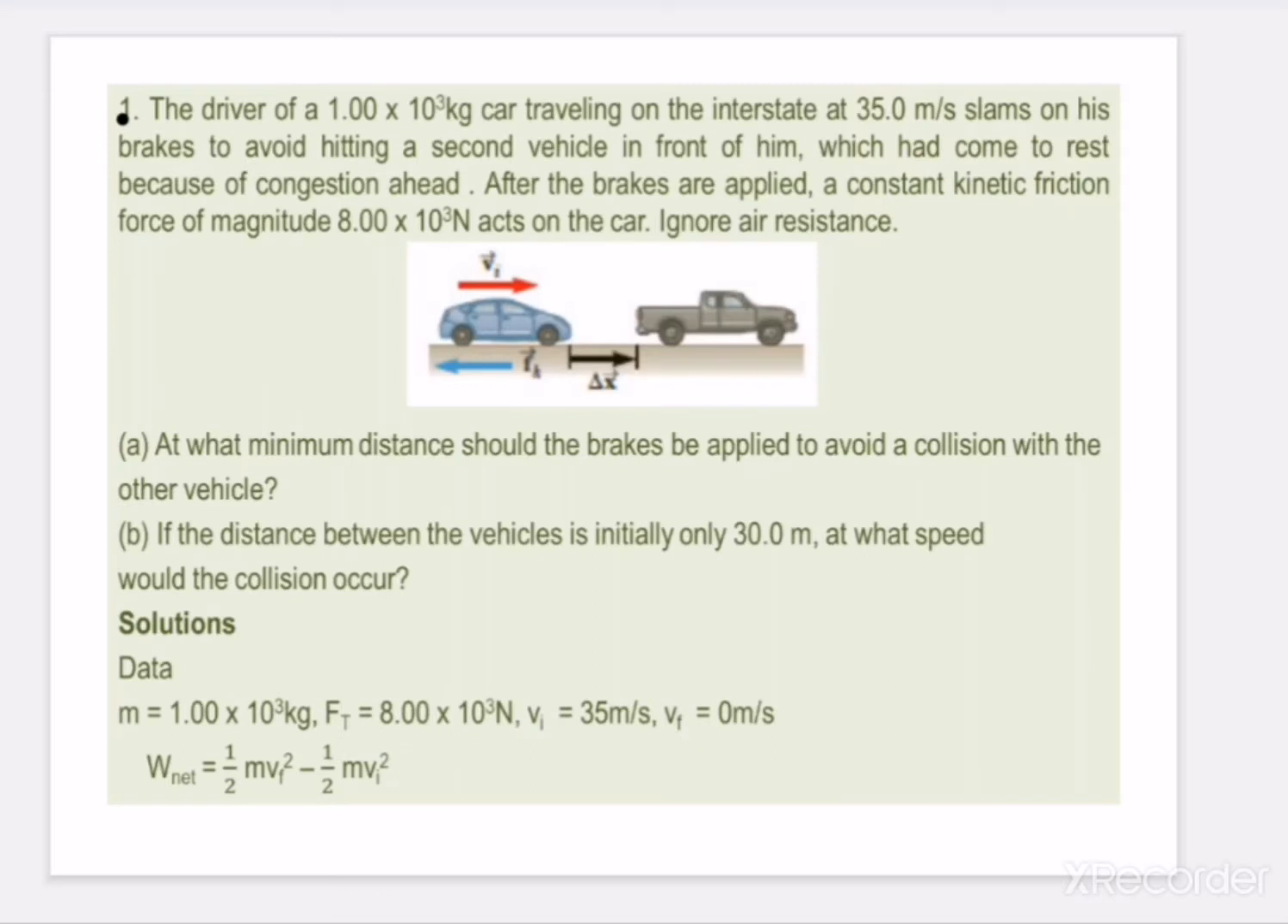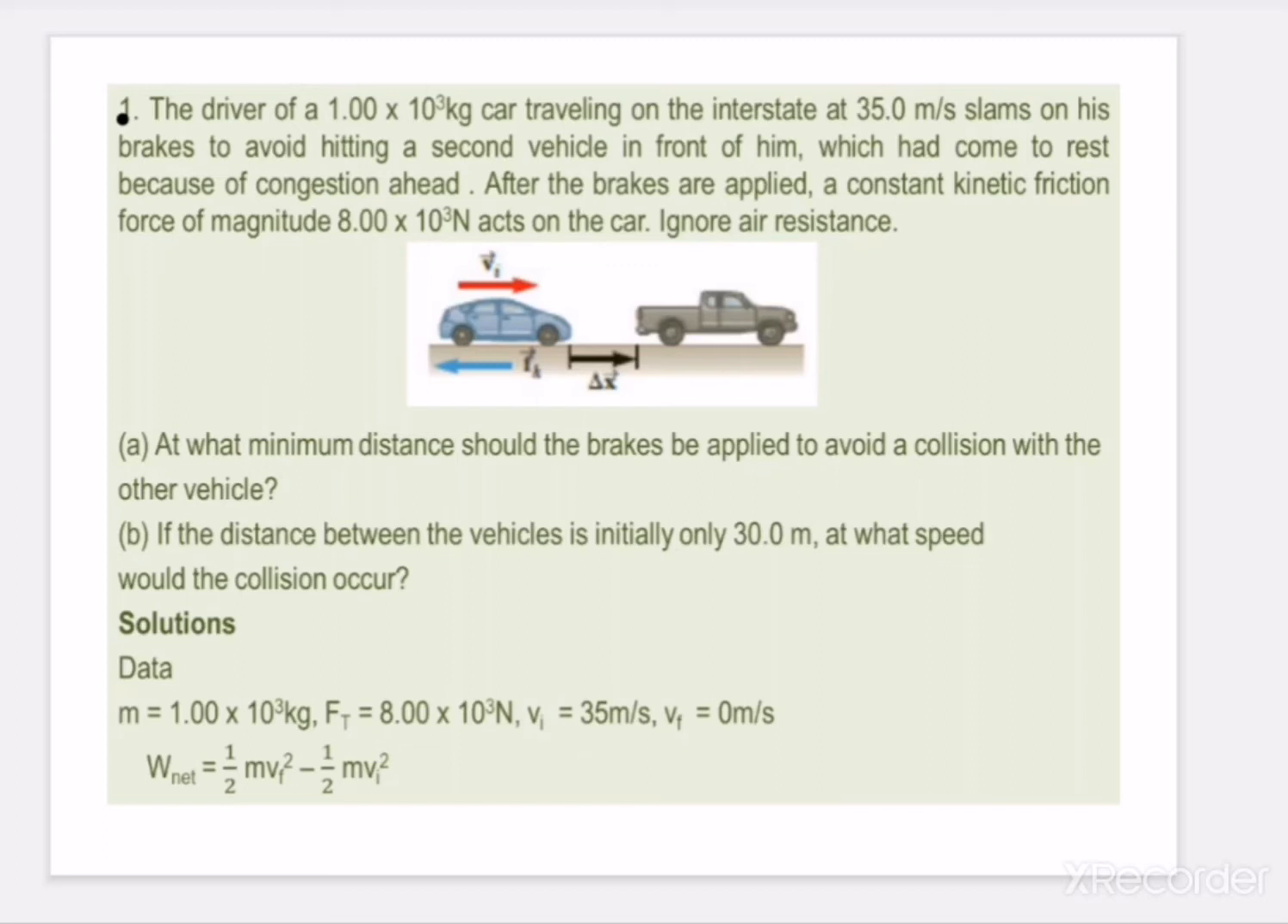Question 1. The driver of a 1.00 times 10 to the power 3 kg car traveling on the interstate at 35.0 meters per second slams on his brakes to avoid hitting a second vehicle in front of him, which had come to rest because of congestion ahead. After the brakes are applied, a constant kinetic friction force of magnitude 8.00 times 10 to the power 3 newtons acts on the car. Ignore air resistance.